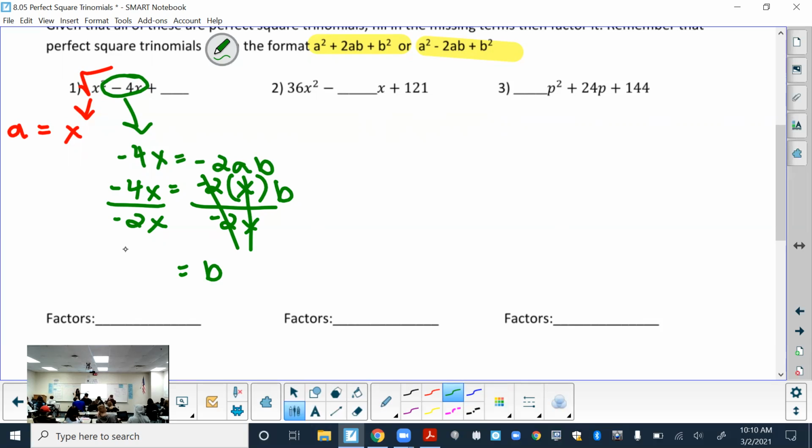So divide this from each side, the negative 2 times A, which we said was x. What's negative 4x divided by negative 2x? 2. All right, just a positive 2. So that's what our B equals. Since the formula has this as B squared, I just have to square it. So then my B squared is 4. And that's what goes up here. Does that make sense?